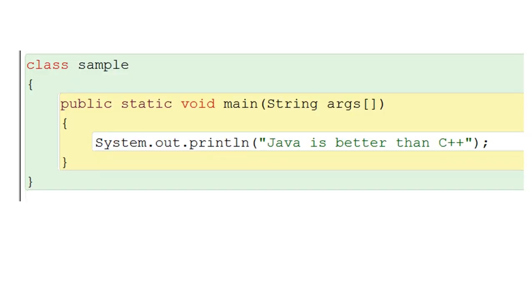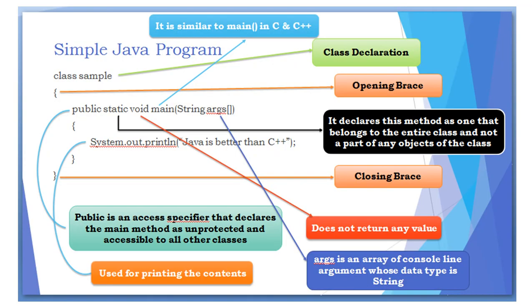This one is the simple program: class Sample, then public static void main(String args[]), System.out.println("Java is better than C++"). Let's explain the contents. Sample is the name of the class, this is the class declaration. This bracket is the opening brace, and then public is an access specifier that declares the main method as unprotected and accessible to all other classes.